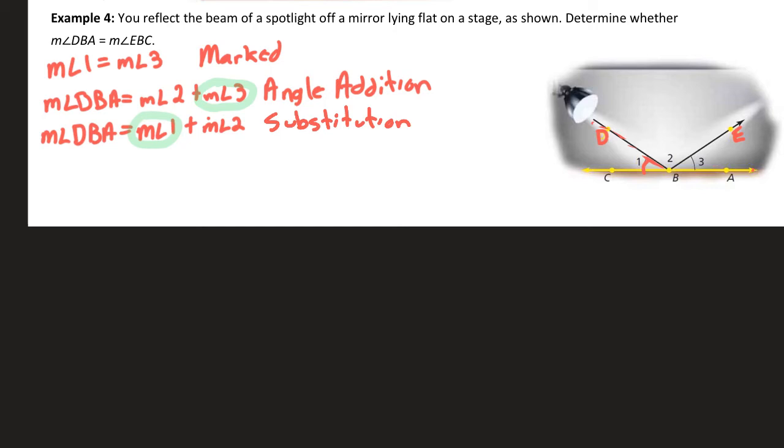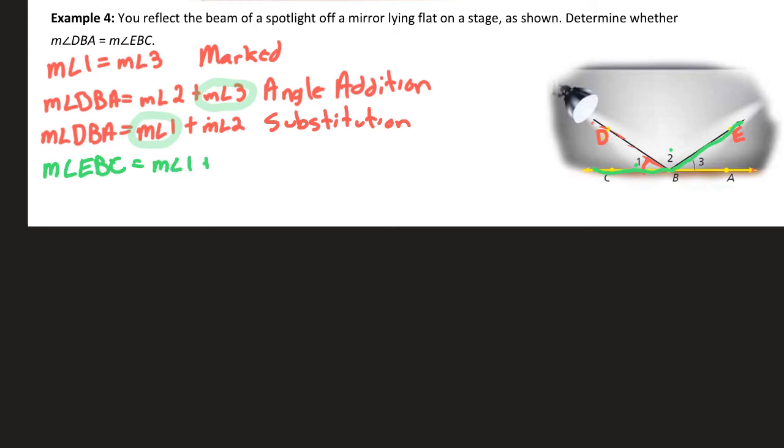So this is setting us up for something a little bit later. So I'm going to move to a different color just to show EBC. Okay? EBC, I'm going to use the same logic. The measure of EBC is equal to angle 2 plus angle 1.